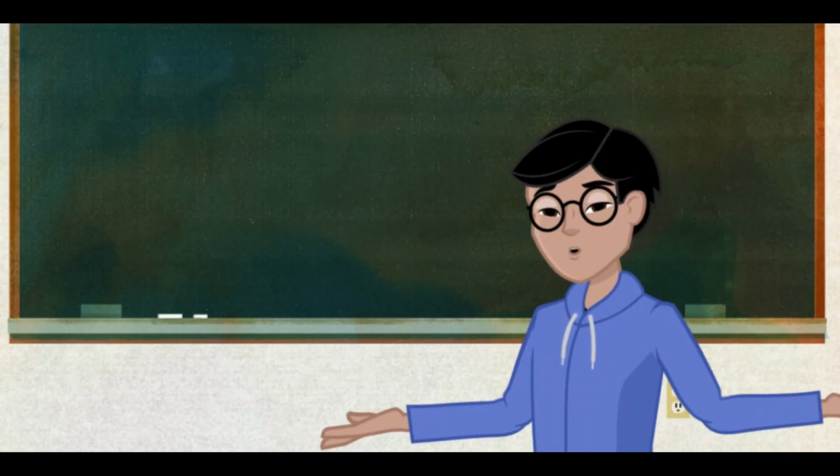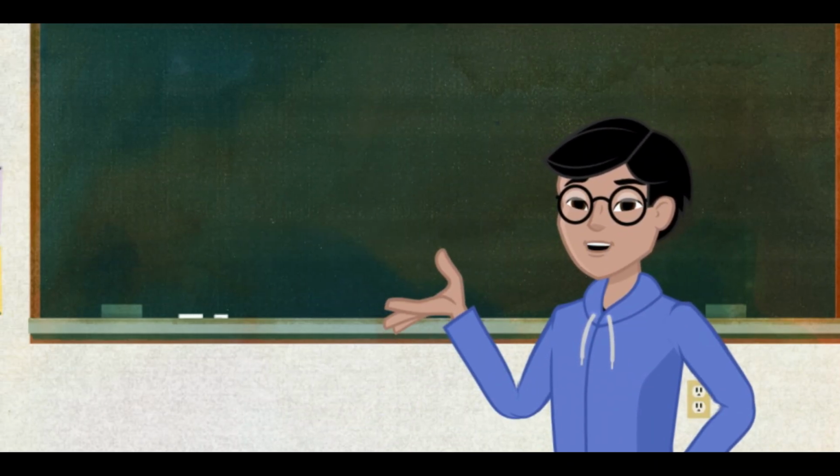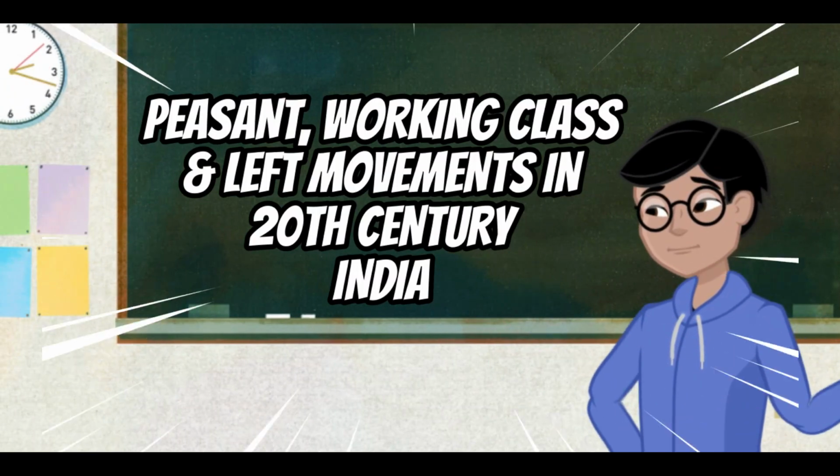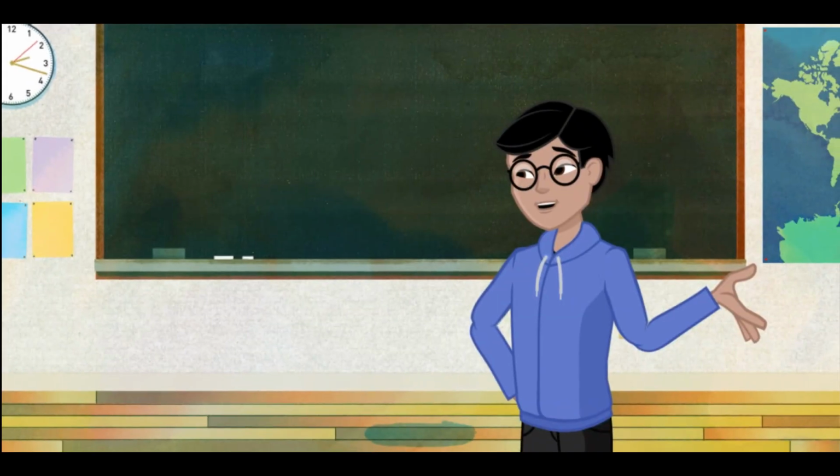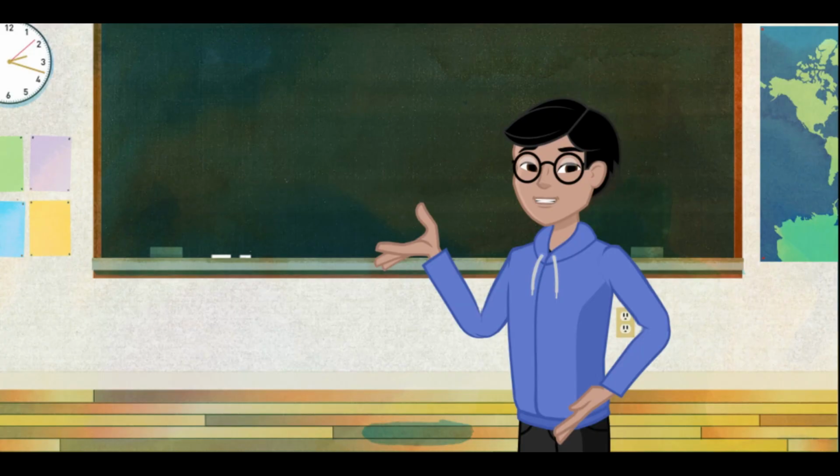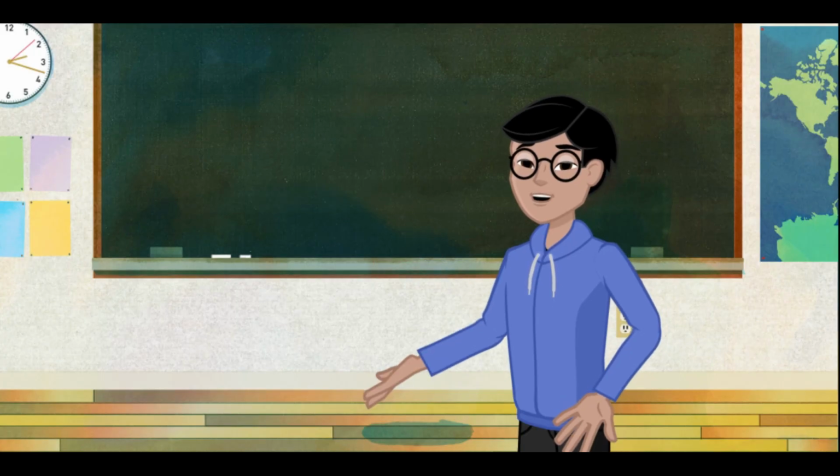Hello everyone. So today we are starting chapter 6 of our history book of WBBSE board. The chapter name is Peasant, Working Class and Black Movements in 20th Century India. If you are watching this video for 2026 board exam, then you are already late.